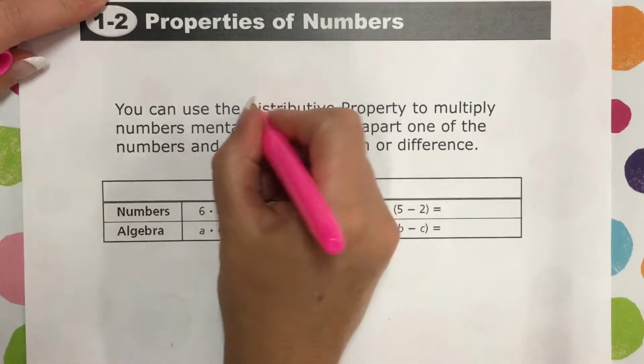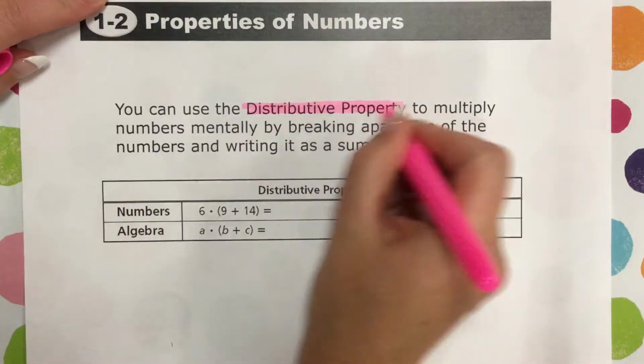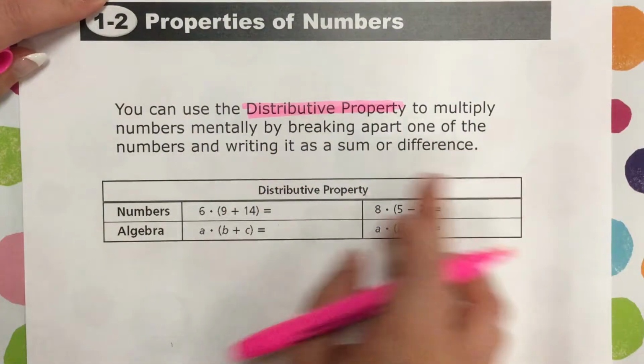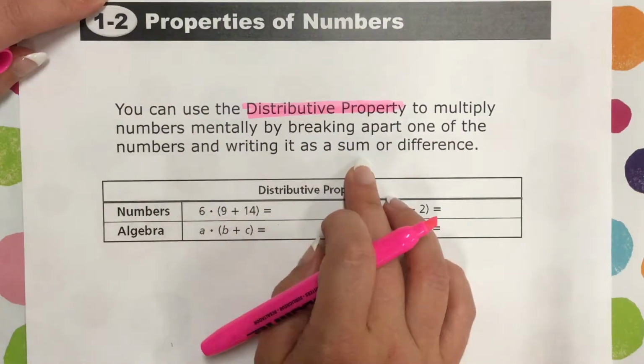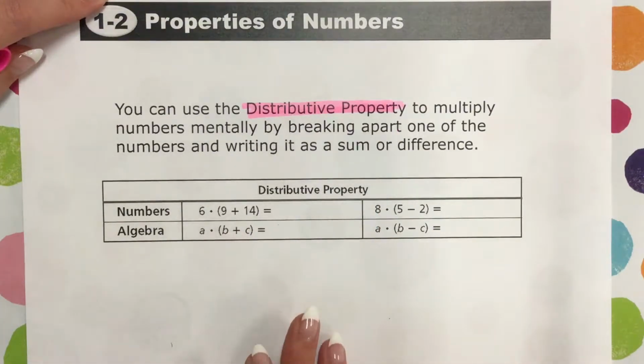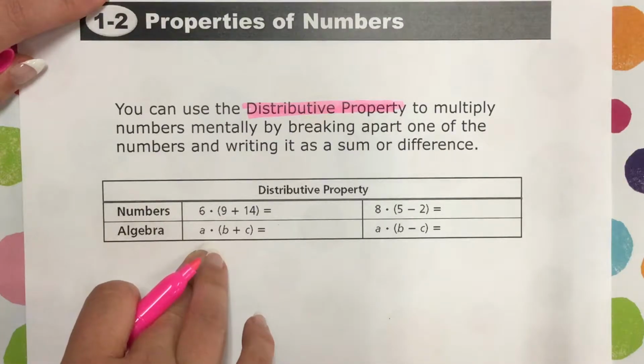You can use the distributive property to multiply numbers mentally by breaking apart one of the numbers and writing it as a sum or a difference. We're going to be practicing this in example 3, and I'll tell you more about it in just a second. But first, let's talk about the distributive property.